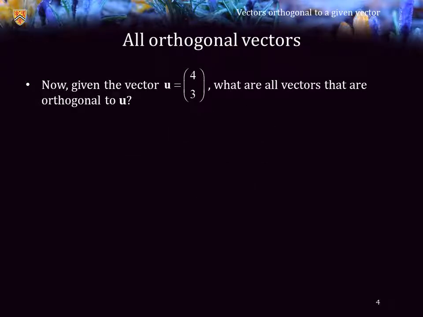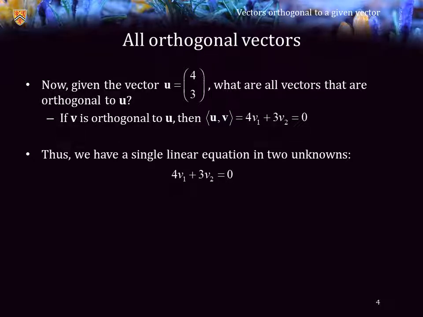Now, given the vector u is equal to 4, 3, what are all vectors that are orthogonal to u? Well, let's do this from secondary school. Notice that if v is orthogonal to u, then the inner product of u and v must be 0. But the inner product of u and v is 4 times the first entry of v plus 3 times the second entry of v. Thus, we have a single linear equation in two unknowns: 4 times v1 plus 3 times v2 is equal to 0.